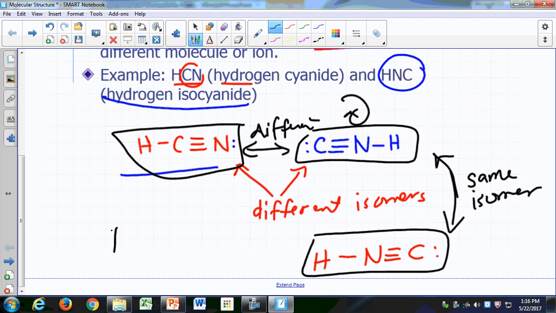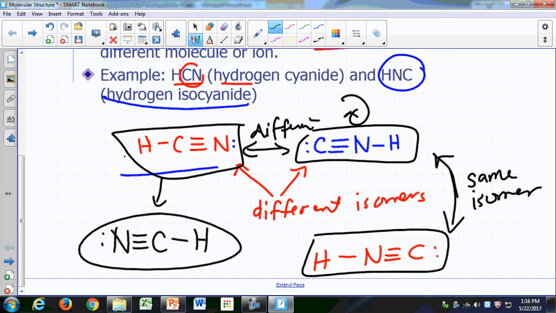If I wrote this one this way, I can rewrite this one with the nitrogen on the left, carbon in the middle, hydrogen on the right. Since carbon is in the middle in either case, these two would be the same.